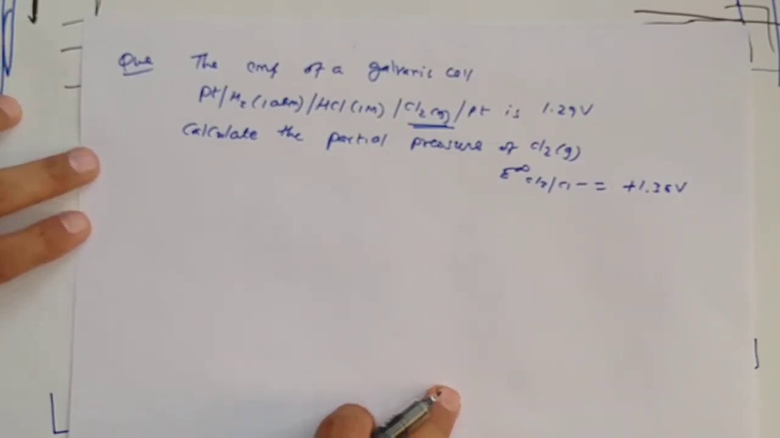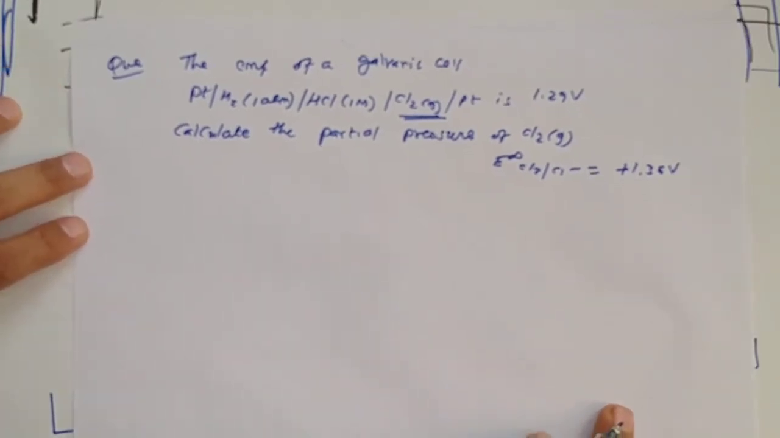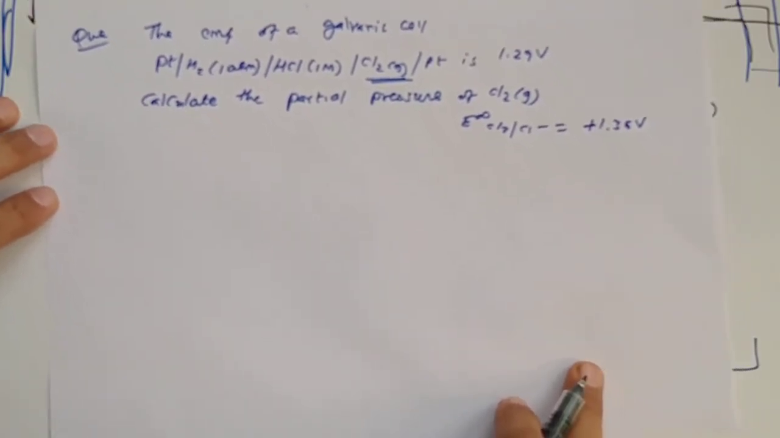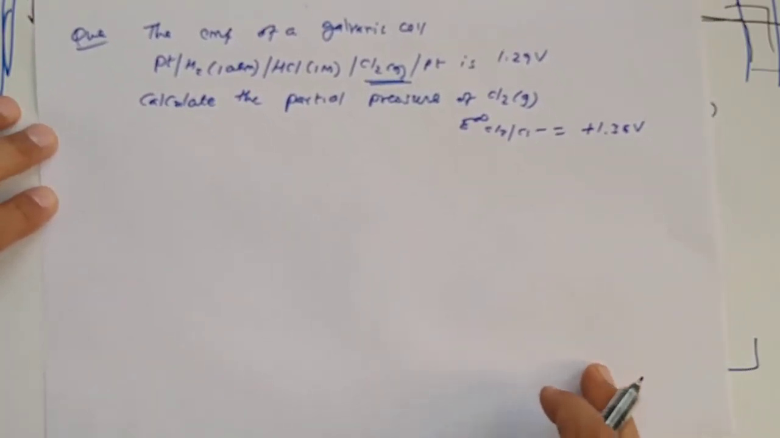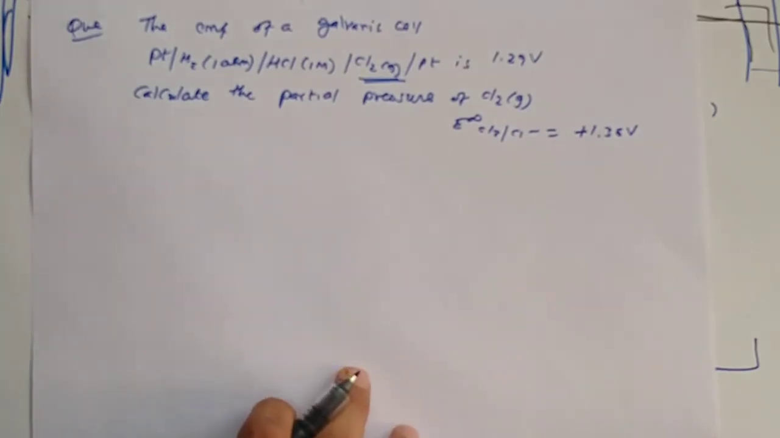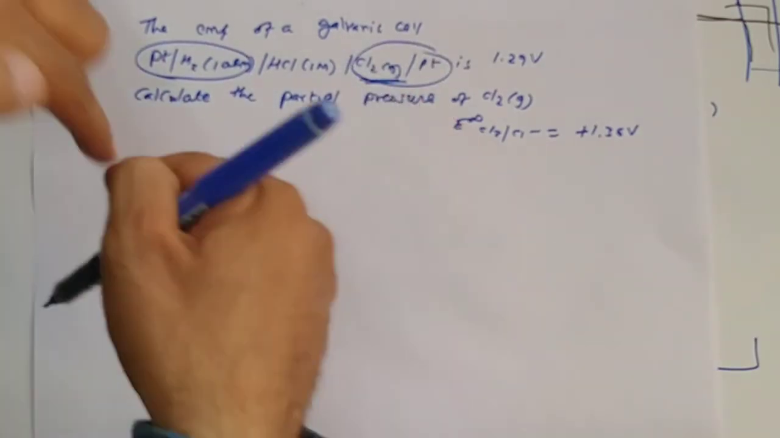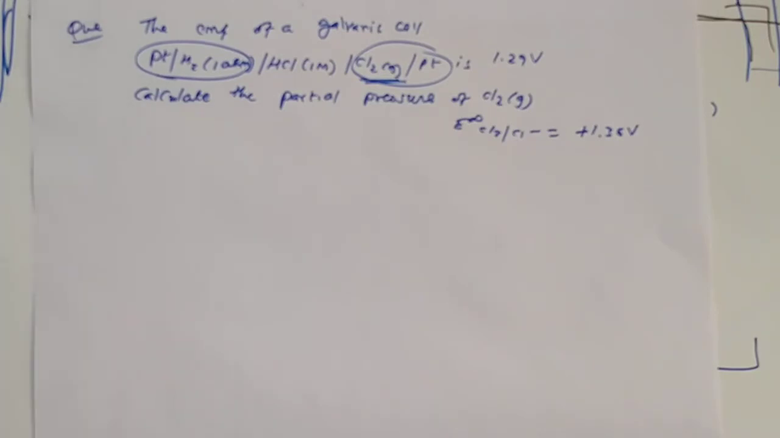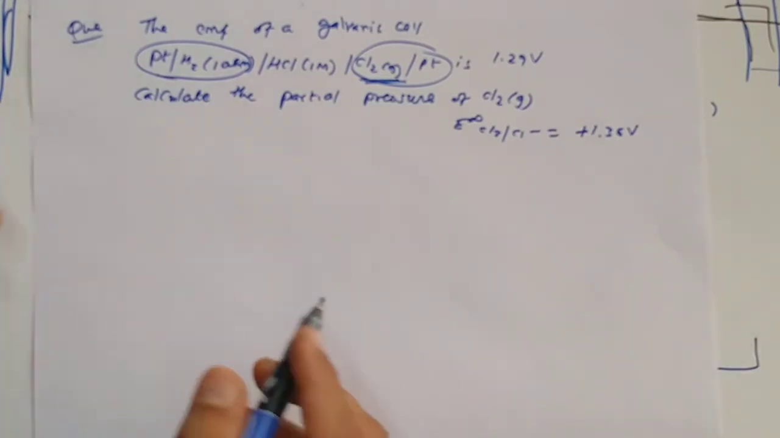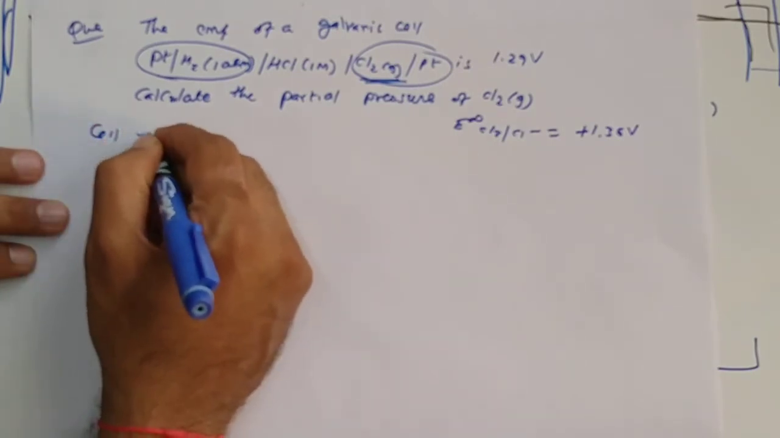Here you can see the pressure of hydrogen is given and the concentration of HCl is given. The hydrogen gas electrode and chlorine gas electrode are both dipped together into a solution of HCl. Here, first of all, the cell reaction.